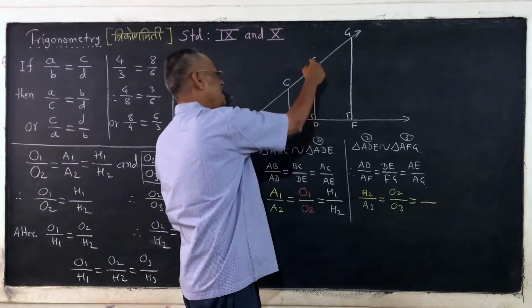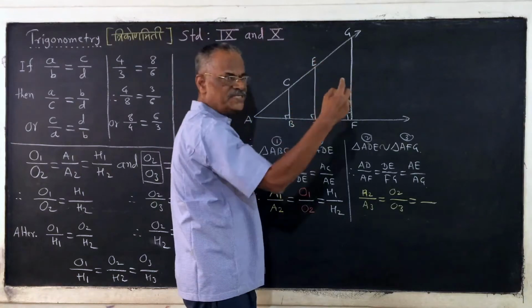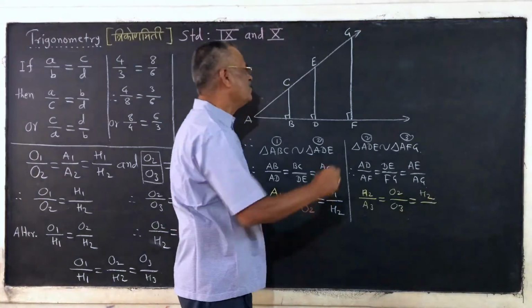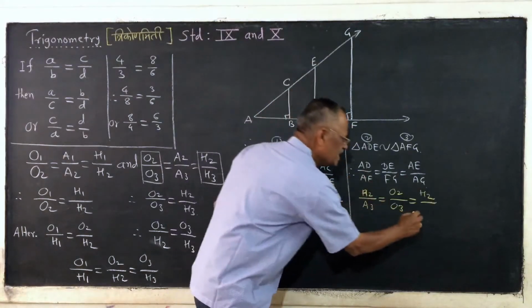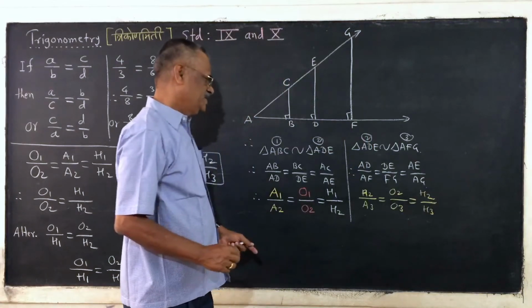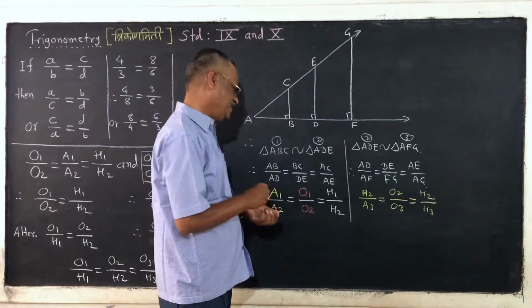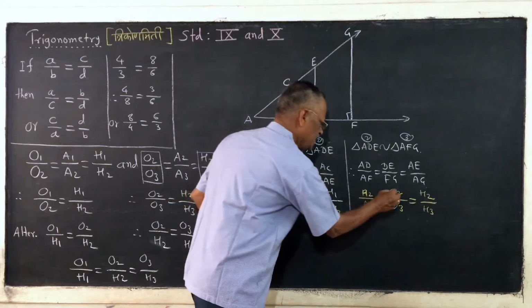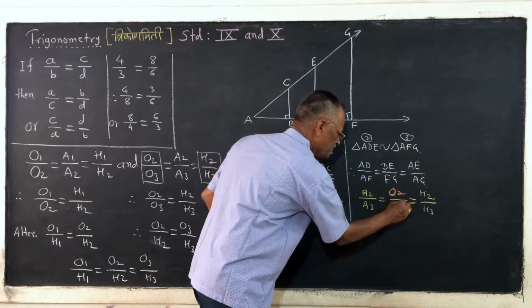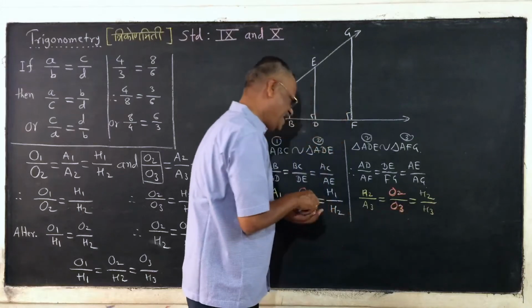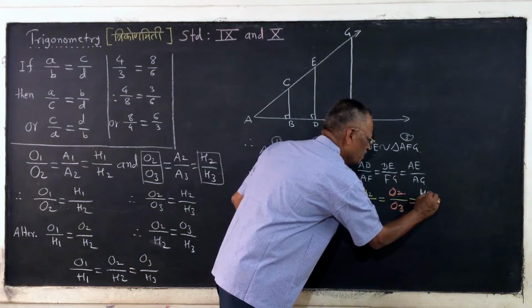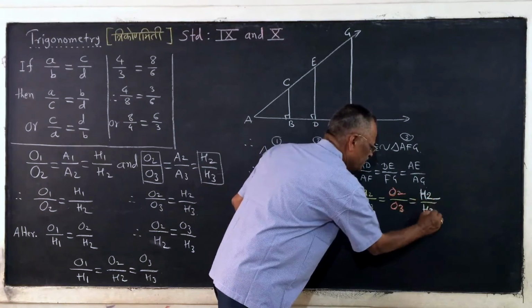AE, what is that AE there? It is the hypotenuse in the second triangle. What about AG there? It is the hypotenuse in the third triangle. So we can write this as O2 upon O3, and the third ratio H2 upon H3.